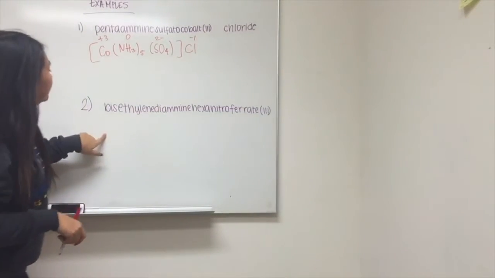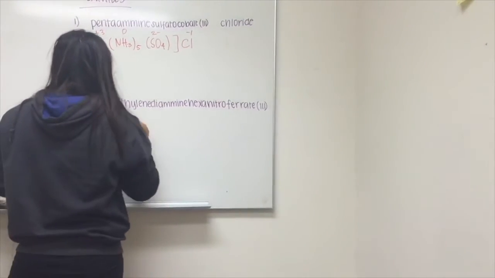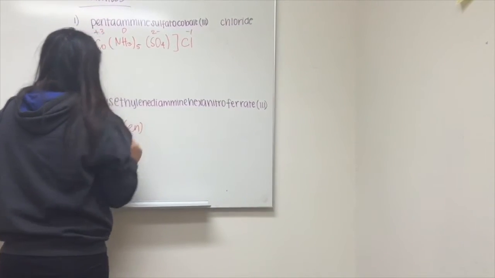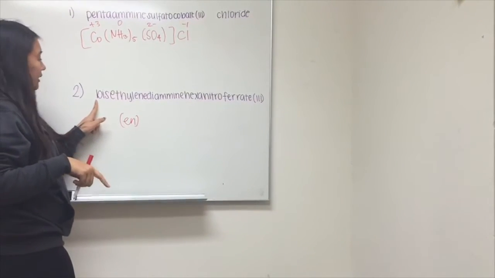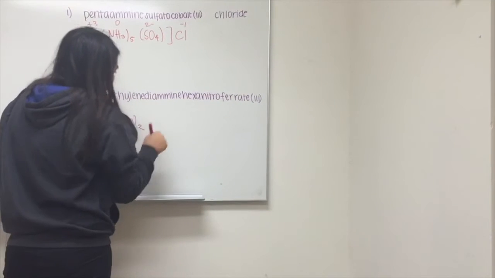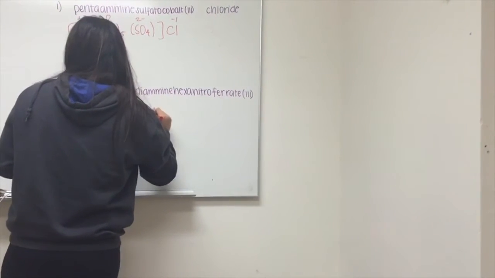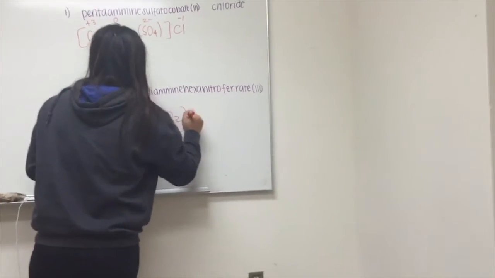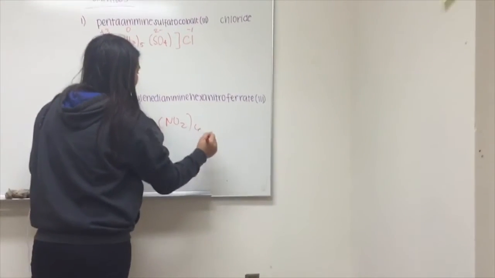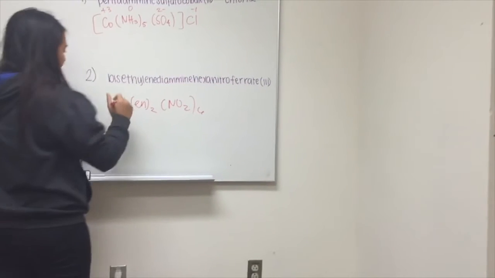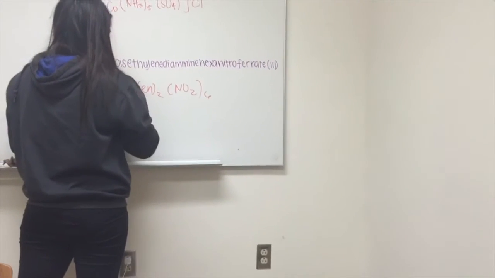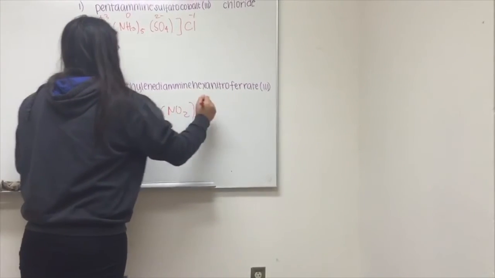Okay? So for the next one, I'm going to do the ligand first again. So I'm going to put en. It says bis because it's a polydentate, so then I'm going to put a 2 right here. And then you have hexanitro. So then I'm going to put NO2, and then hexa means that there's going to be 6. And then ferrate is iron, so then that's going to go right here.